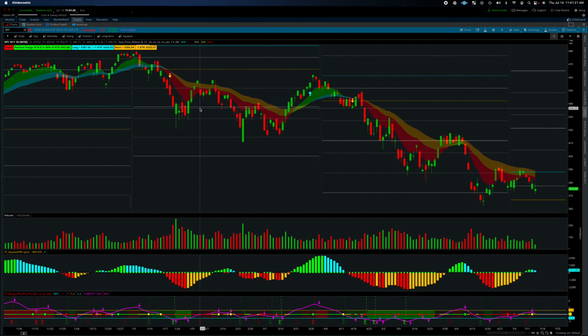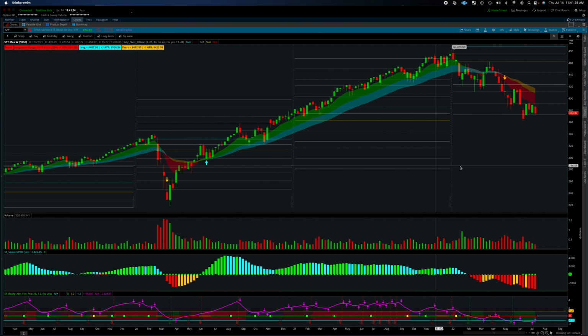And speaking of trend, that brings us to the long-term levels and the weekly chart. And the weekly chart is really important for understanding trend because it smooths out a ton of noise.